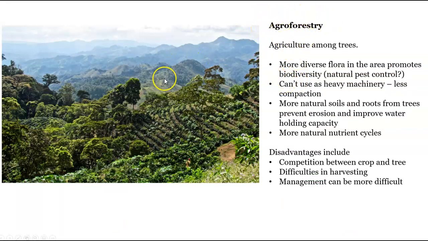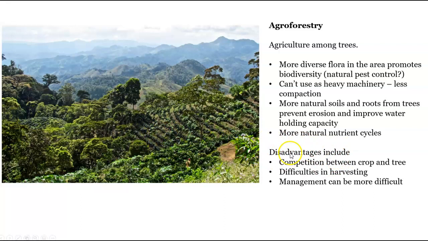Other possibilities include agroforestry. That means that you have agriculture among trees. It could be either in a forest or planting trees in your fields. The idea is that this would reduce monoculture, where we just grow one specific crop, and you would have natural predators of your pests in the area that could reduce the use of pesticides. And you can't use heavy machinery as easily, so it would lead to less soil compaction. Also, you would have the roots from the trees that would prevent erosion and improve water holding capacity, and the litter that would fall from the trees would promote more natural cycling of nutrients that would increase the biodiversity of the soil, by insects, by fungus, and so on.